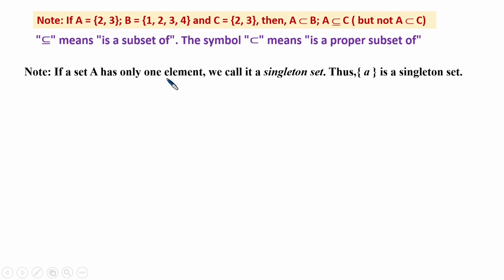So note, if a set has only one element, we call it a singleton set. So a set that has only a single element is called a singleton set. And if this element is not there, then it is an empty set.